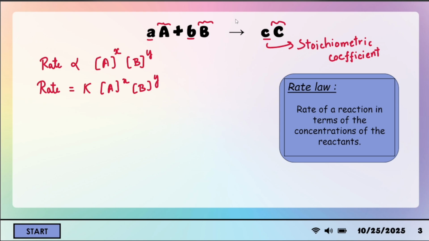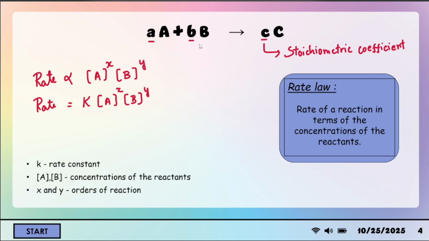Okay. So here the K is the rate constant. A and B are the concentrations of the reactants. X and Y are known as the orders of the reaction. Note it down, students. X and Y are the orders of the reactants.